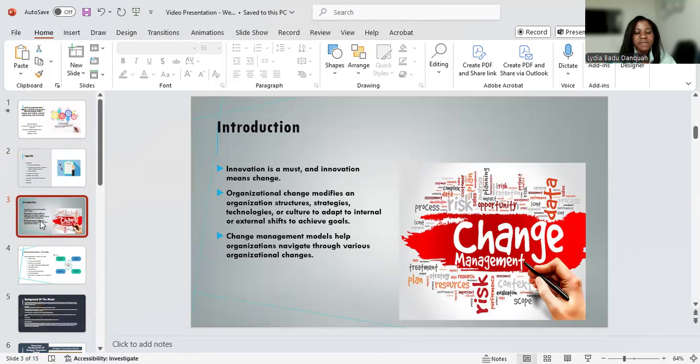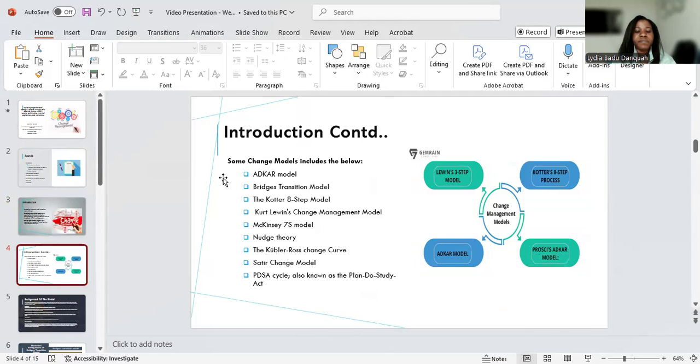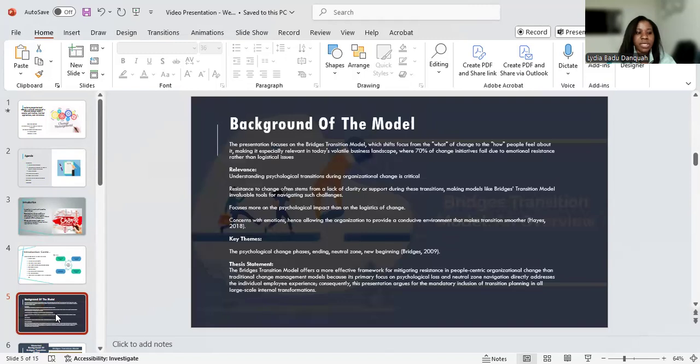So innovation is definitely a must for firms who want to stay competitive, but it's also imperative to examine ways in which change can be achieved successfully, because change management models help organizations to navigate through various organizational problems or situations. For our introduction, we have various change models and theories, but for the sake of our presentation today, we are going to stick with the Bridges transition model.